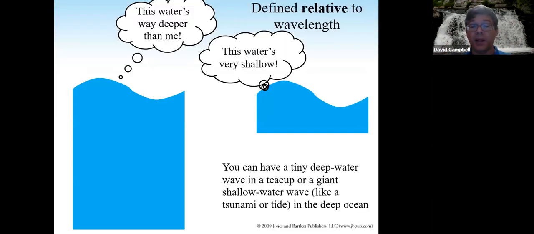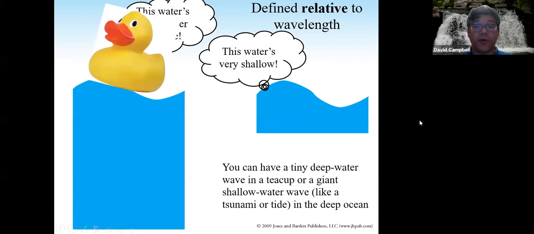Picture highlighting that. Okay, on the left we have a wave that is in water much deeper than our wavelength. So that's a deep water wave. On the right, compared to the wavelength, that water is shallow. But that doesn't tell us what the overall scale is. We can make deep water waves in teacups by making teeny tiny waves, or we can make shallow water waves in a vast ocean.